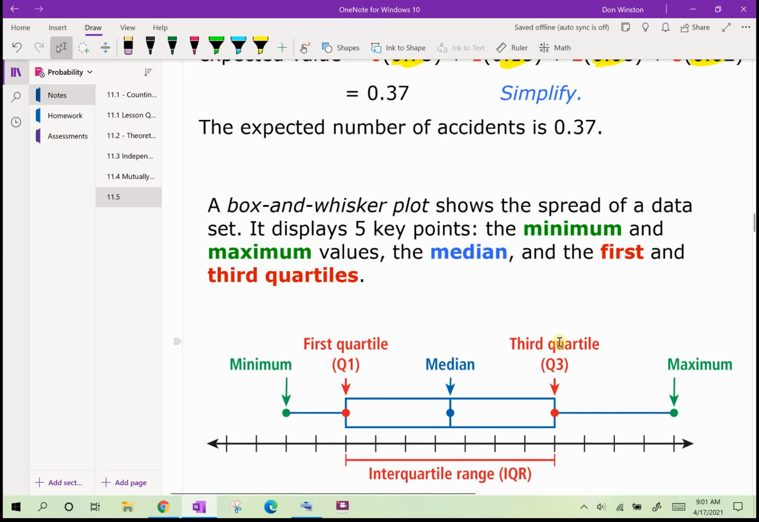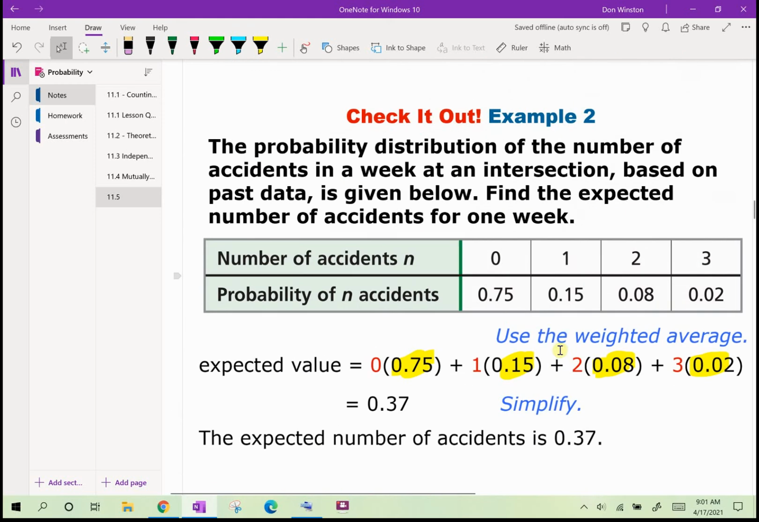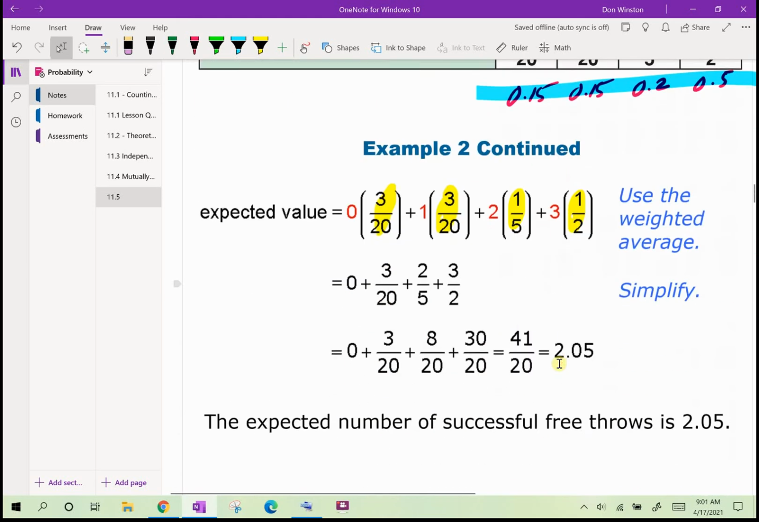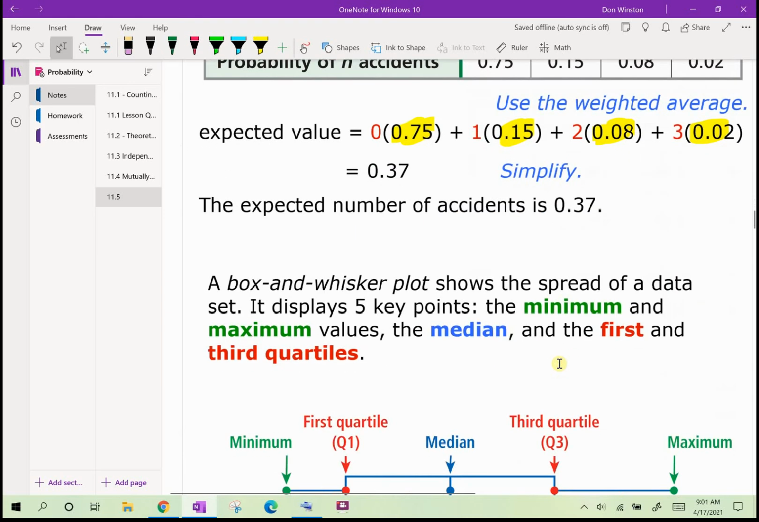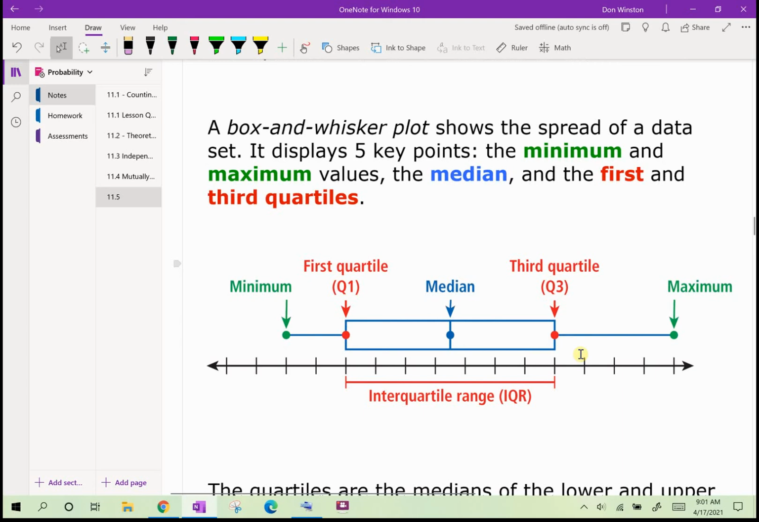Okay, a box and whisker plot, and I believe you guys have done this before, shows a spread. We were looking at measures of central tendency, everything we've done before: expected value, mean, median, and mode. Now we're going to look at measures of variation. A box and whisker plot will give you something about the variation of a data set. So a box and whisker plot shows the spread of a data set.